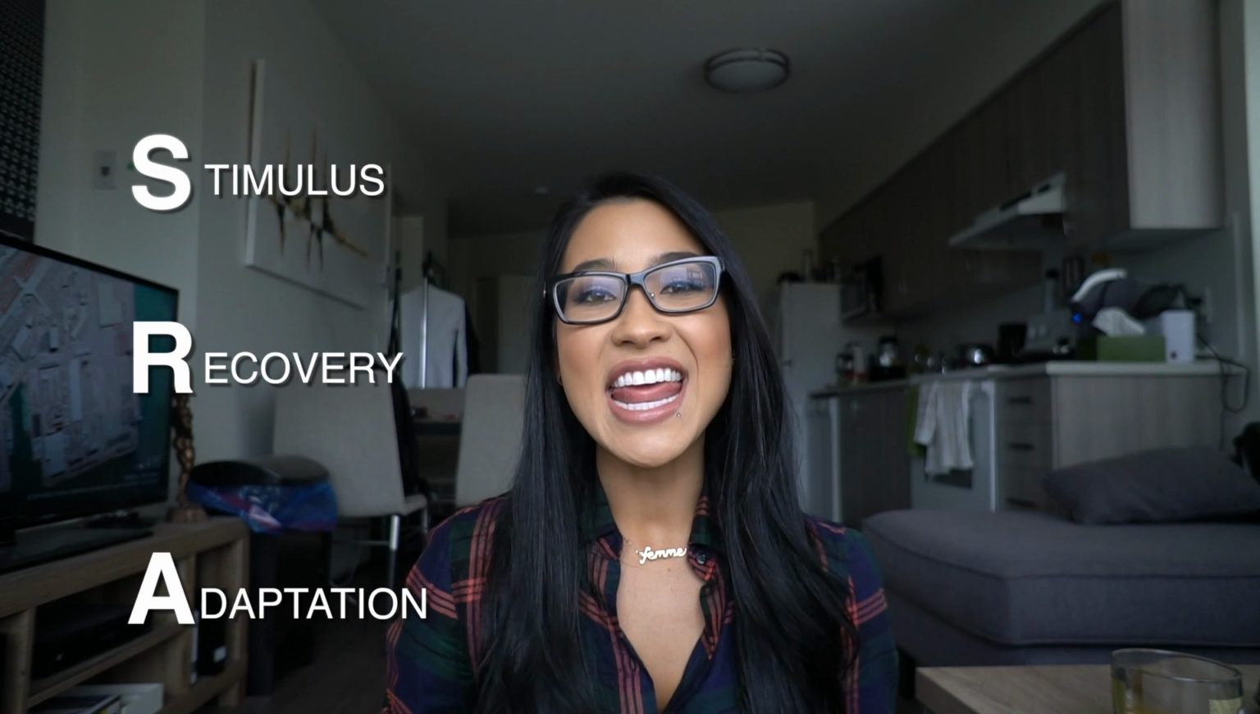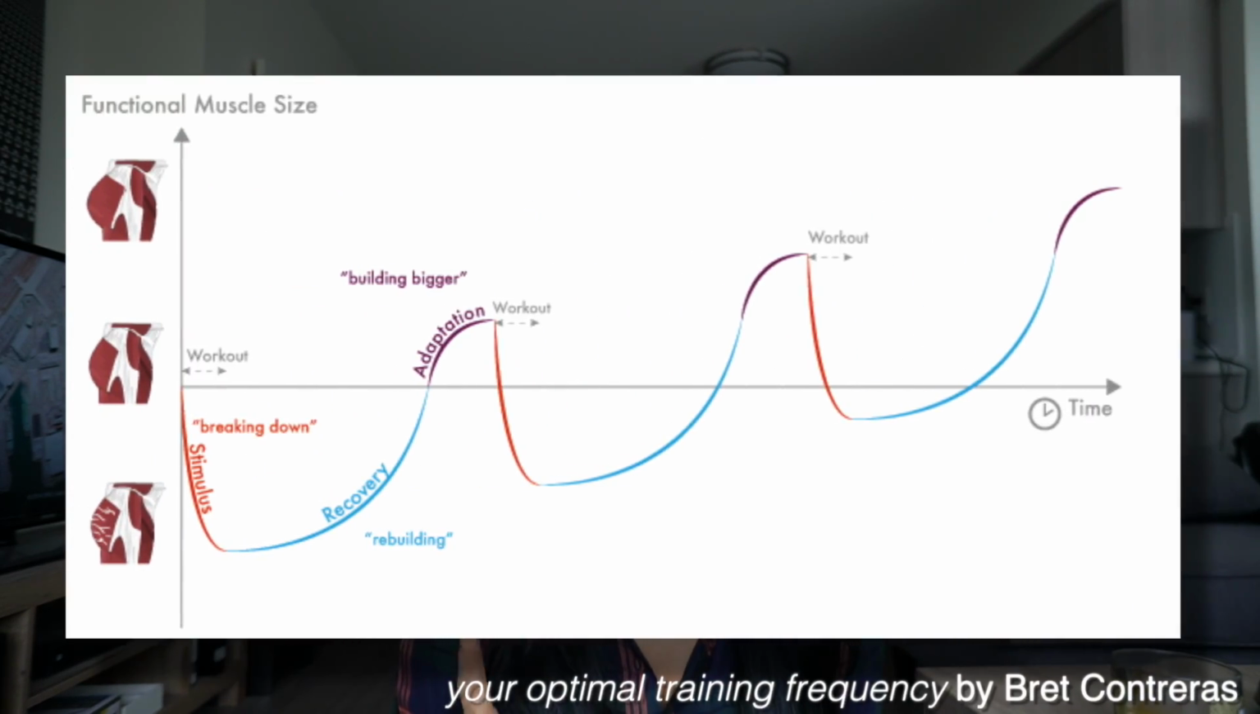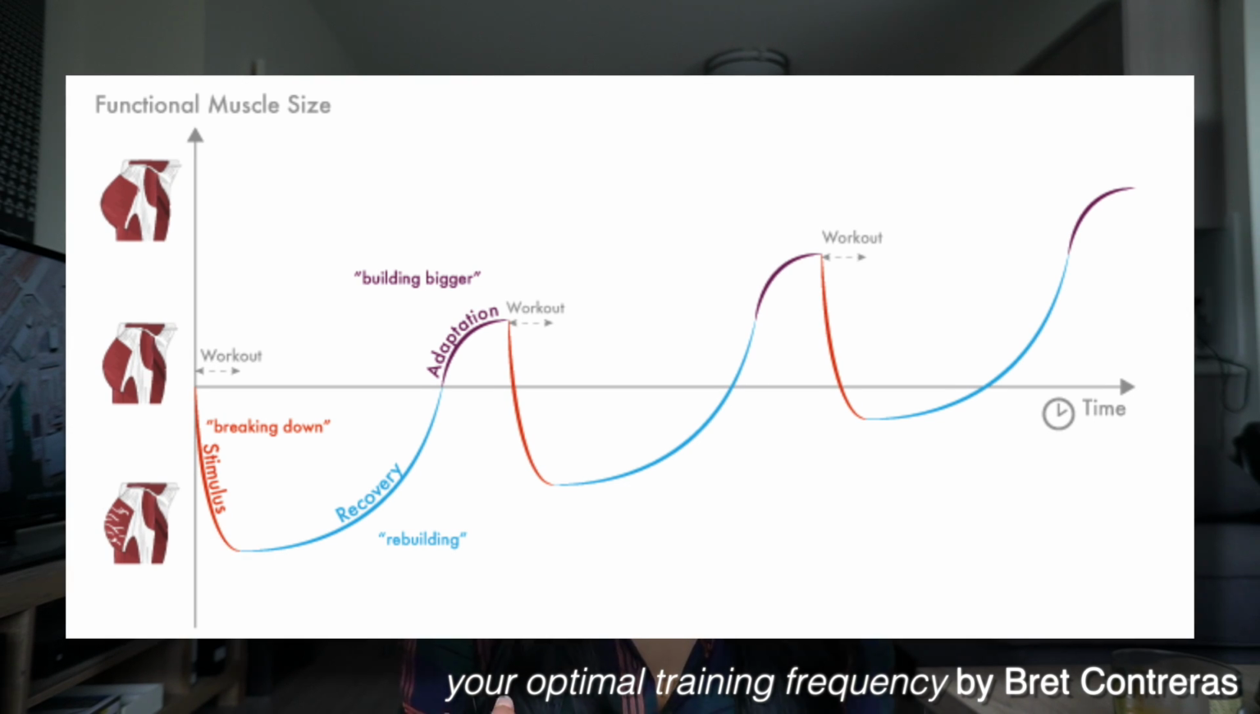And so the next concept that you have to understand is the SRA curve, which stands for stimulus, recovery, and then adaptation. An SRA curve in a perfect world would look something like this, where you would induce a stimulus, allow enough time for recovery, and then the muscle adapts, i.e. grows, returns to baseline, and then you would ideally elicit another stimulus to continue the cycle.